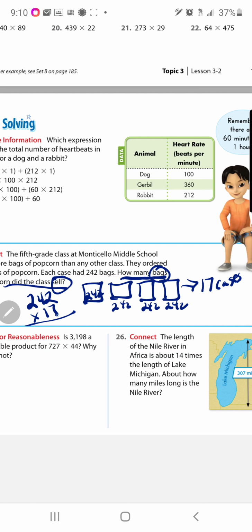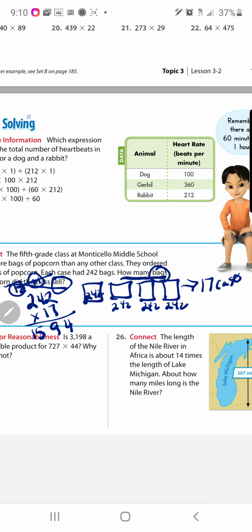It's a lot easier. 7 times 2 is 14. Bring down the 4. Carry the 1. 7 times 4 is 28. Plus 1 more is 29. Carry the 2. 7 times 2 is 14. Plus 2 more is 15. There's your first partial product. Let's get rid of those regroup numbers.